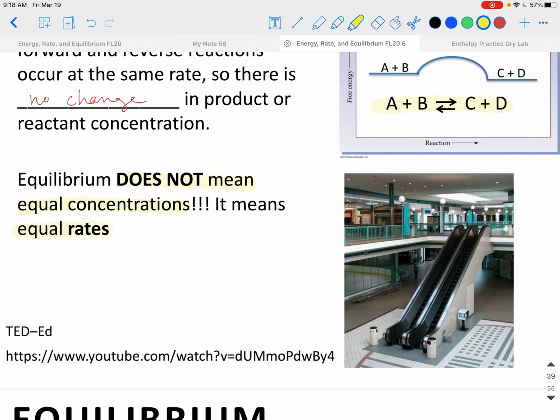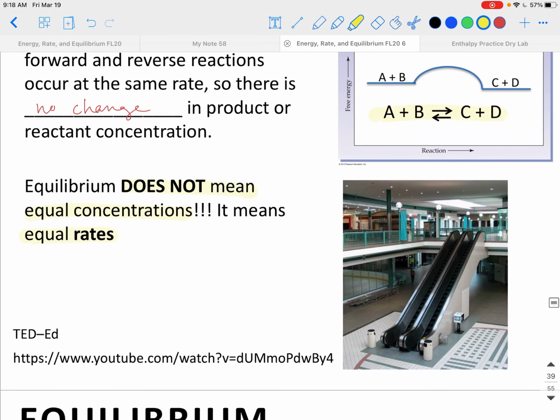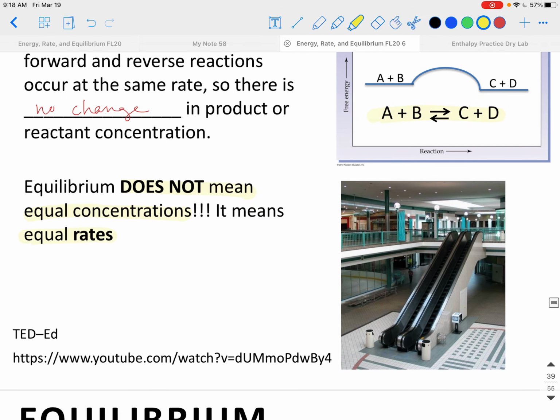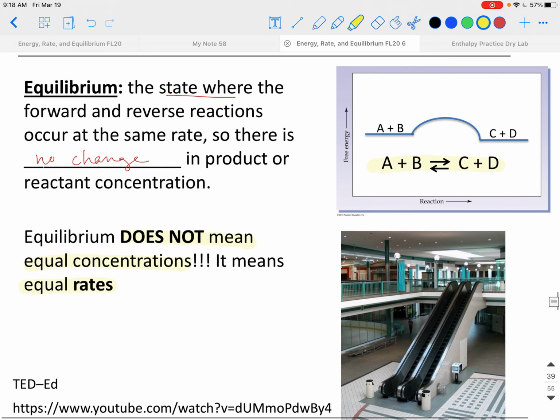It's kind of like this. I love this analogy with the escalators. Okay, I'm going to zoom in on these escalators in a second. Okay, some of you are still writing.